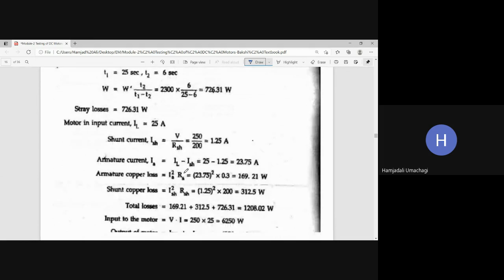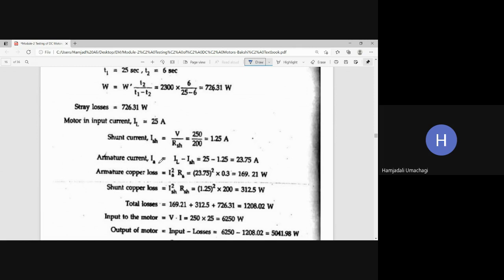Therefore, stray loss W is equal to 726.31 watts. And also in the problem statement, motor input current IL is given as 25 ampere. Then shunt field current ISH is equal to the ratio of input voltage by field resistance RSH, where input voltage is 250 and field resistance is 200. These are the given things in the problem statement, which will give 1.25 ampere. Now let us calculate armature current. In the case of a motor, armature current is equal to load current minus field current.